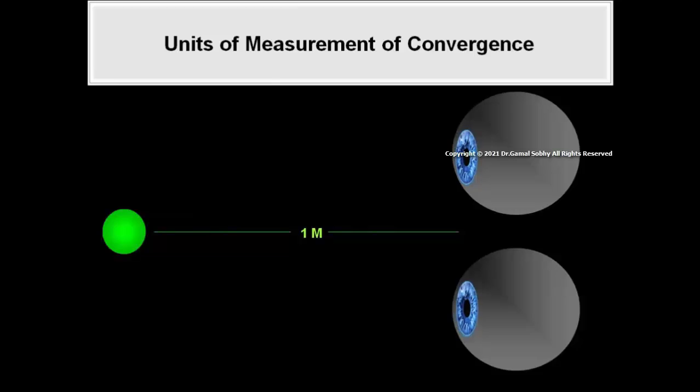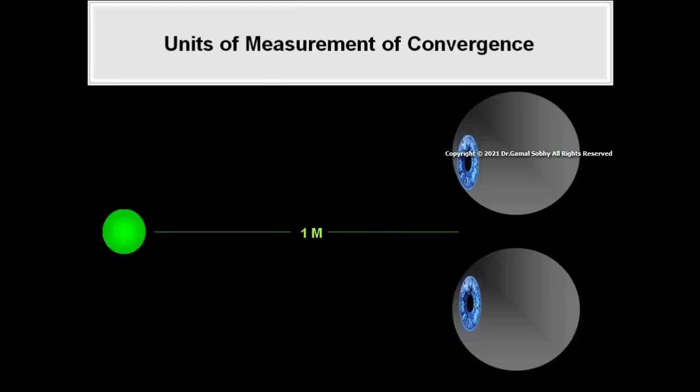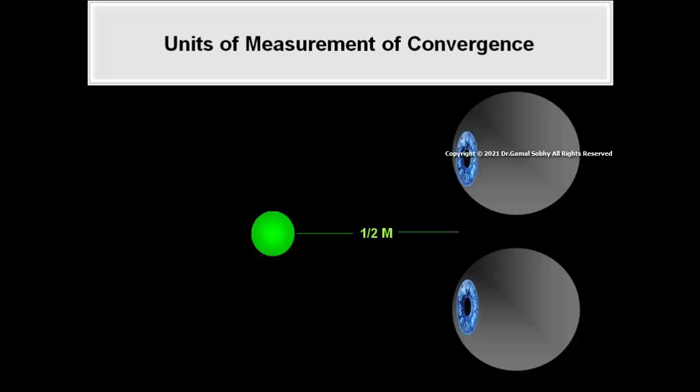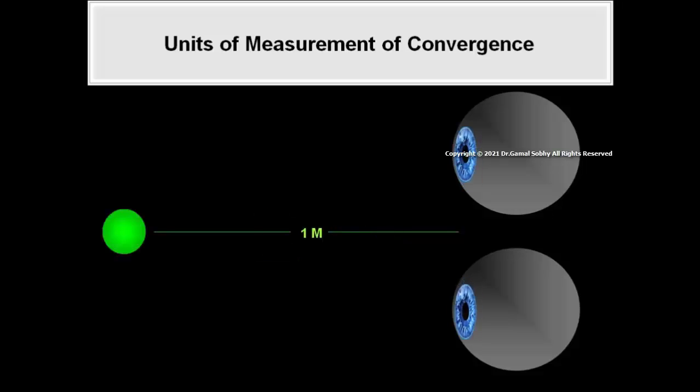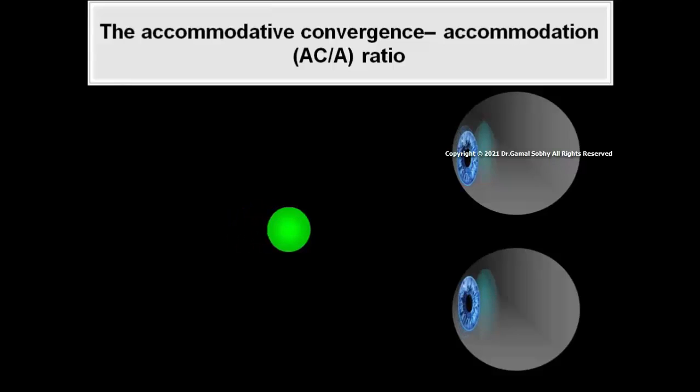The meter angle is the amount of convergence required to fixate an object located at 1 meter from the eyes. If the fixation distance is 1 meter, an emmetropic subject must converge 1 meter angle, and accommodate 1 diopter. If the fixation distance is ½ meter, an emmetropic subject must converge 2 meter angles, and accommodate 2 diopters, and so on. Accommodative convergence to accommodation ratio, AC to A ratio.